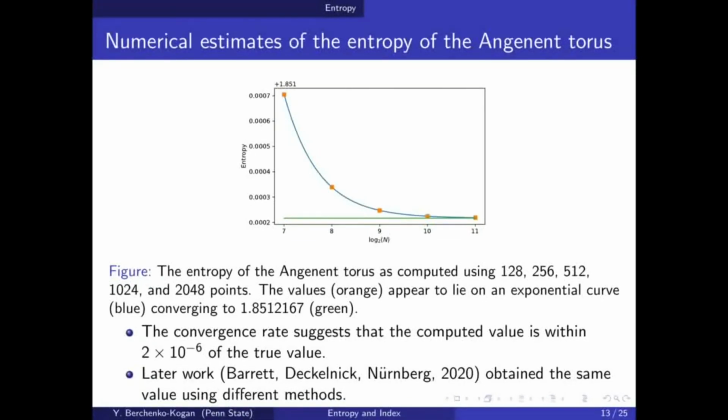There are, in fact, situations in numerical analysis where you have these very nice convergence pictures, but they're actually converging to the wrong value. Now, I would place very heavy bets that that's not what's happening here, but it does say that there is more to be done. It's not the end of the story in terms of computing the entropy of the Angenent torus.